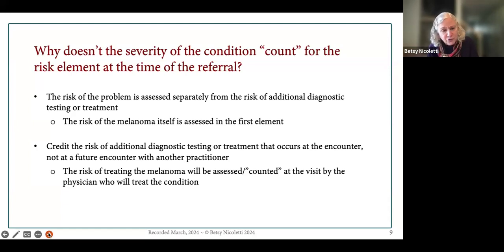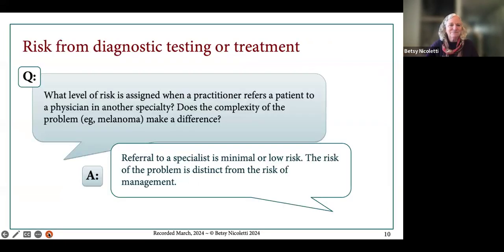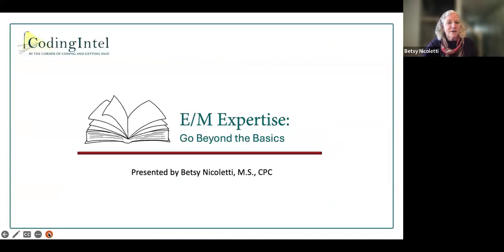The risk of treating the melanoma, the risk of morbidity or mortality related to the treatment of the melanoma itself, will be assessed and counted at the visit by the physician who treats that condition. So what level of risk is assigned when a practitioner refers a patient? Referral to a specialist is minimal or low risk. The risk of the problem is distinct from the risk of management.